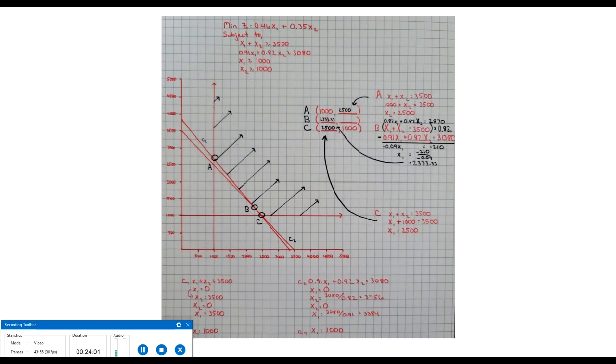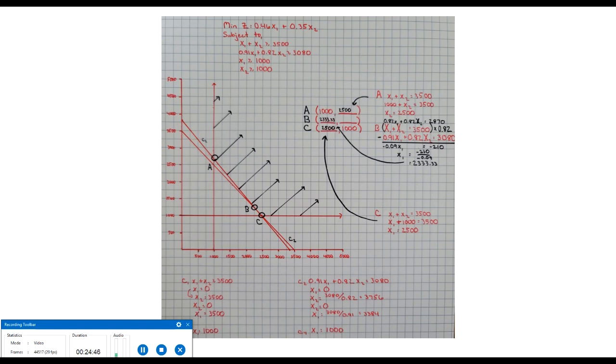To find point B, we have to find the two lines that meet. At point B, we know it is C1 and C2. That's what I've written in here. X1 plus X2 equals 3,500. 0.91 X1 plus 0.82 X2 is 3,080. We have to equalize these equations to eliminate one of the variables. The easiest way to do that is to multiply every aspect of one of the equations by a number to allow us to eliminate one of the variables. That is what I've done here.